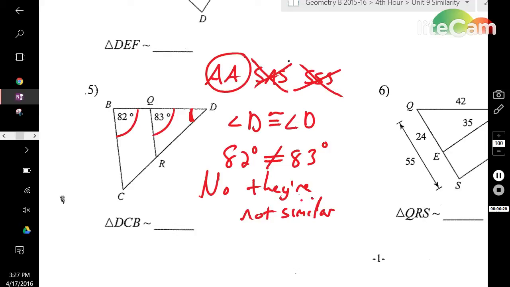If I were to change one thing to make these 2 triangles similar, I could change the 82 degrees to an 83 degrees, therefore making them congruent, and therefore then the 2 triangles will be similar. But in this case, they're not, so therefore they're not similar triangles. They appear to be very close to being similar triangles, but they're not exactly similar triangles.